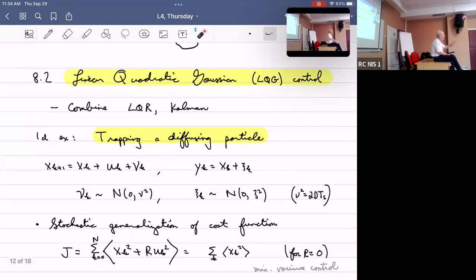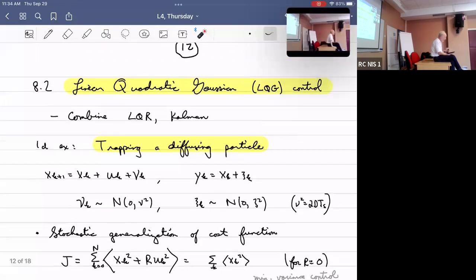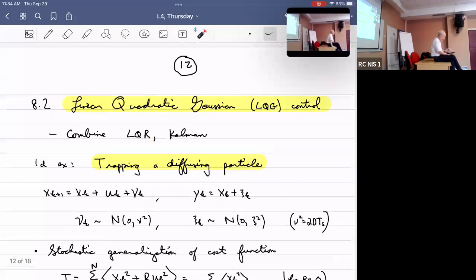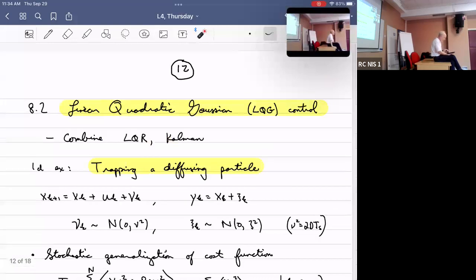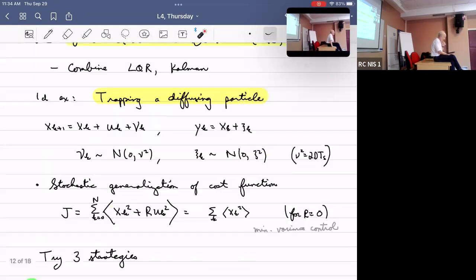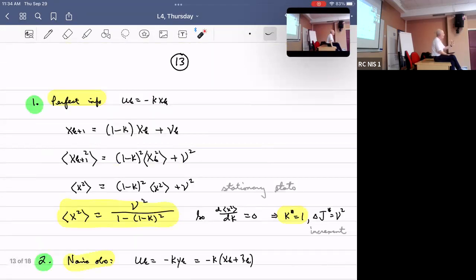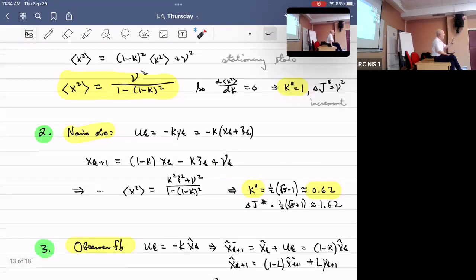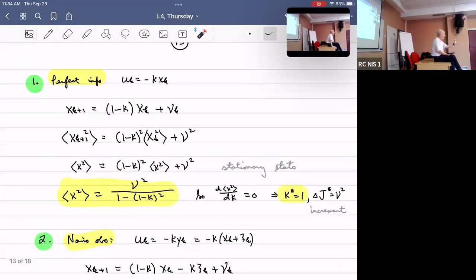And in particular, I go back to this one-dimensional example and try three different strategies. One is assuming that we have perfect information. This is what we had before. And this leads to an expression for the variance. So now we're trying to control a particle, and the overall question is how well can we keep the particle at a given position, given that it's being subjected to uncertainties, that we're measuring it discretely at intervals of delta t, so we're not controlling it during those intervals, and also that there's observation noise.